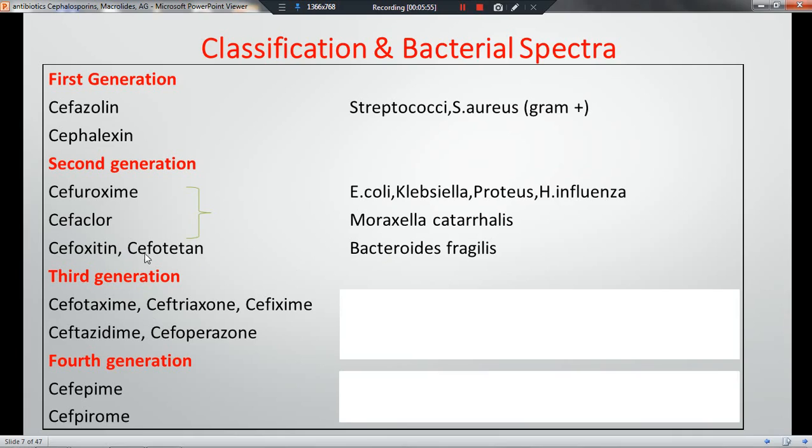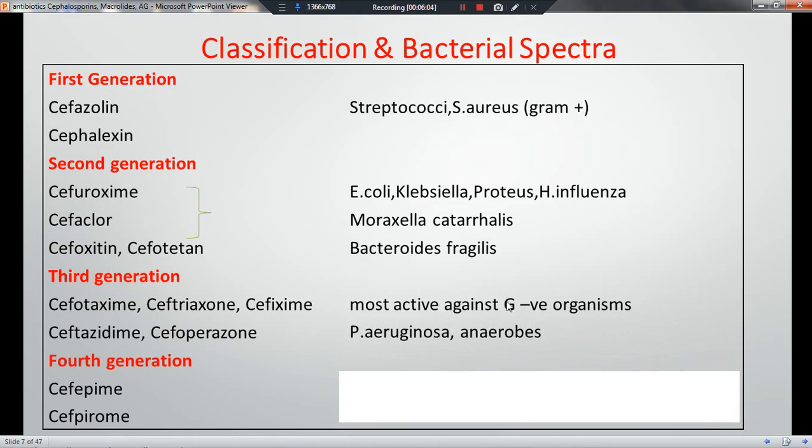Then we come to the third generation, which is very widely used. You have cefotaxime, ceftriaxone, cefixime, ceftazidime and all that are most active against gram negative. Some of them like ceftazidime and cefoperazone are active against pseudomonas also. In the fourth generation, you have cefepime and cefpirome. That is like an extended spectrum of the third generation.